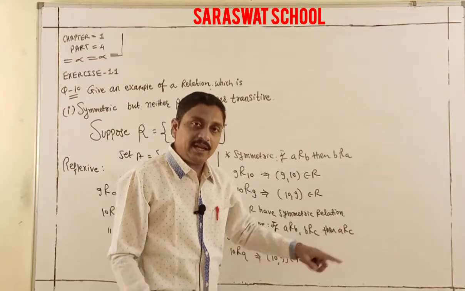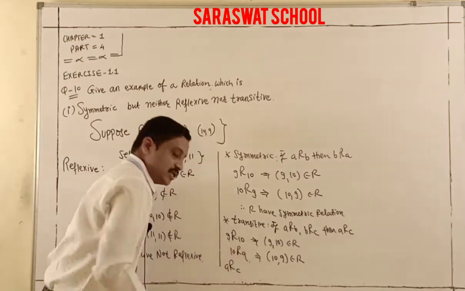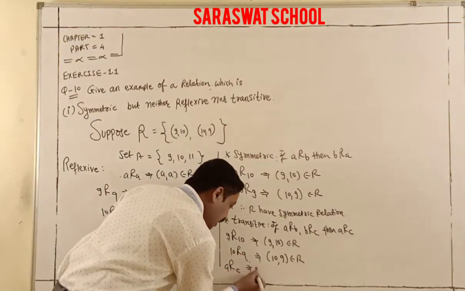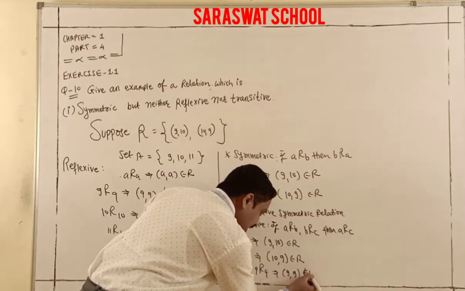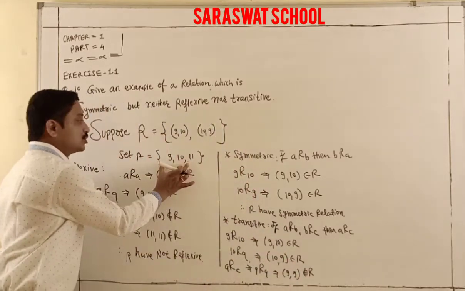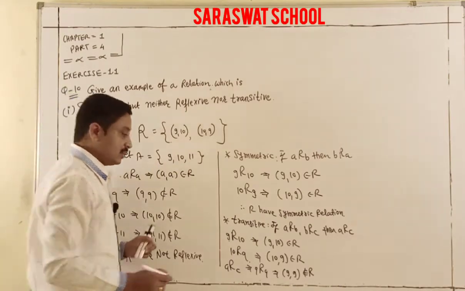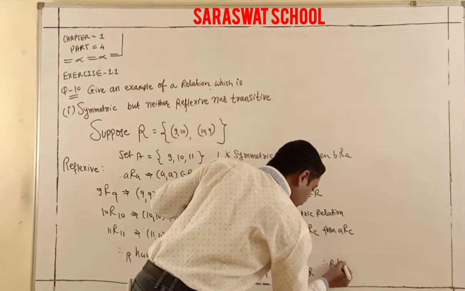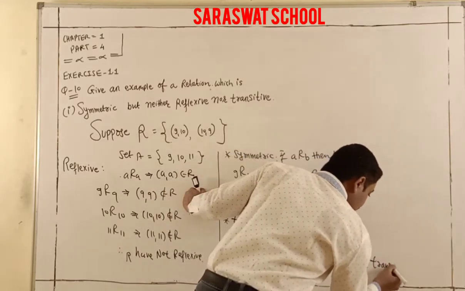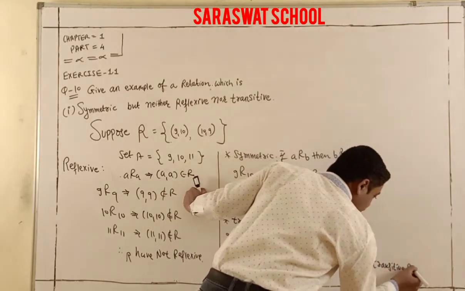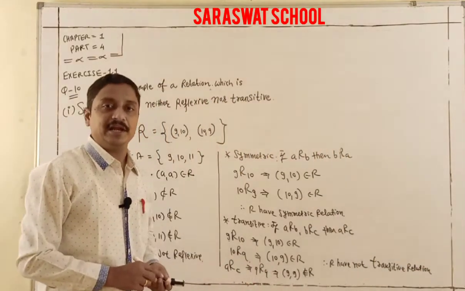Now check A relation C. A relation C means what? This A and this C. So 9 relation 9, 9 comma 9. Yes, it does not belong to R. That's why I took this example. Therefore, R is not a transitive relation. And this example is happily done, students.